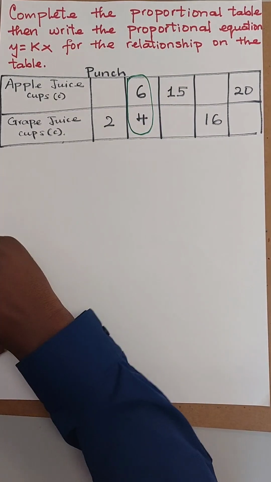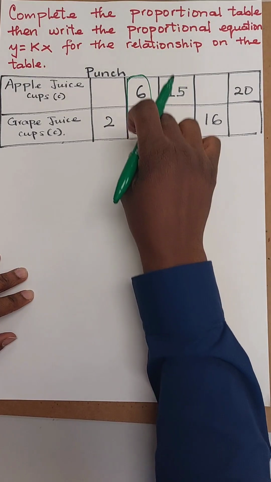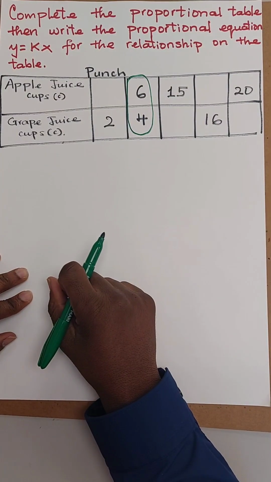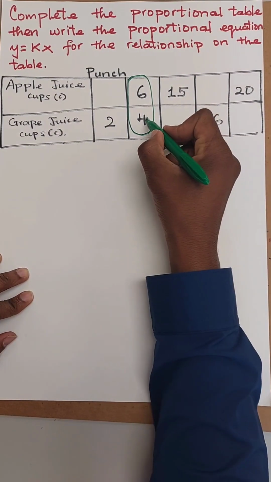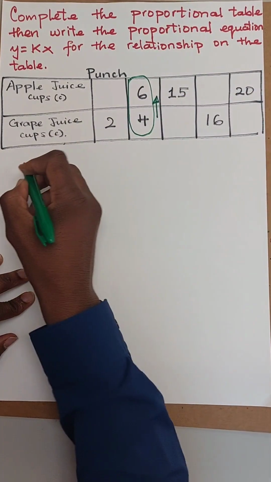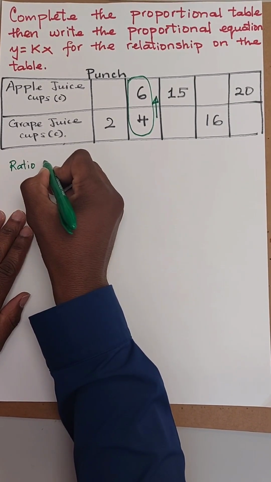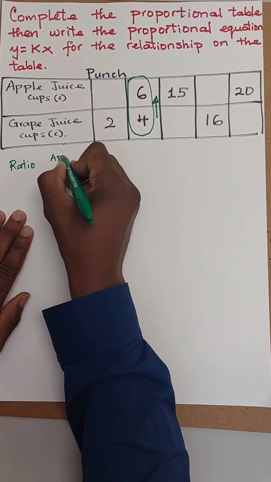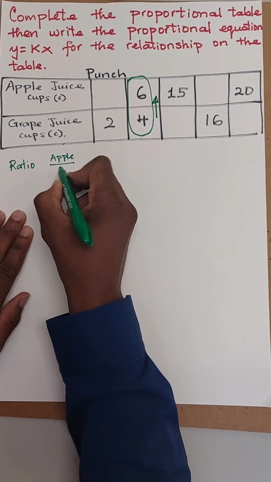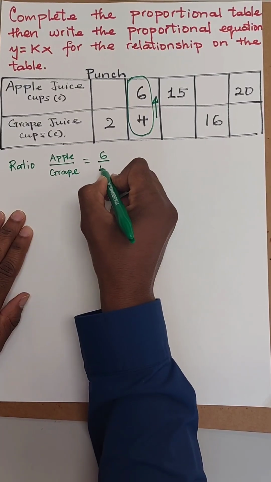So these 2 numbers will tell us which numbers are missing. How would they tell us? We are going to use these 2 numbers to calculate a constant that is called the constant of proportionality. You are going to choose a direction. Do you want to go from 4 to 6? Okay, put an arrow. I want to go from 4 to 6, so I want to do a ratio. I want to get the ratio of apple juice over grape. So that ratio says 6 apple over 4 grape.